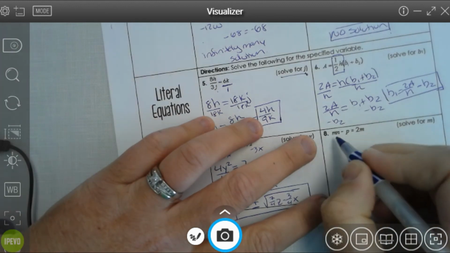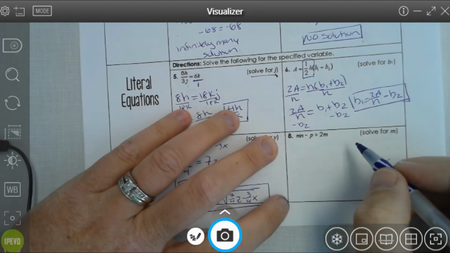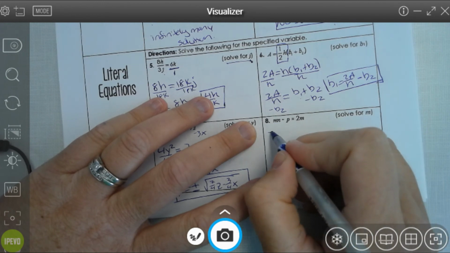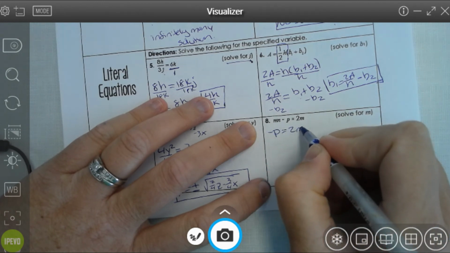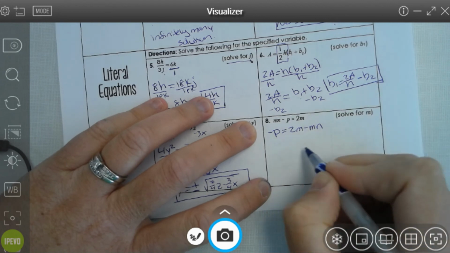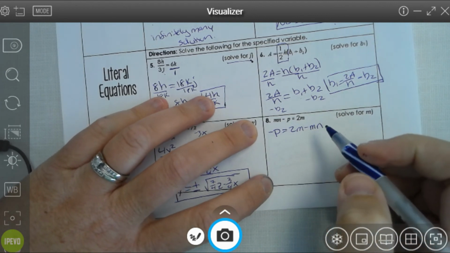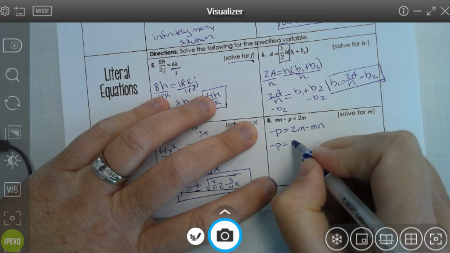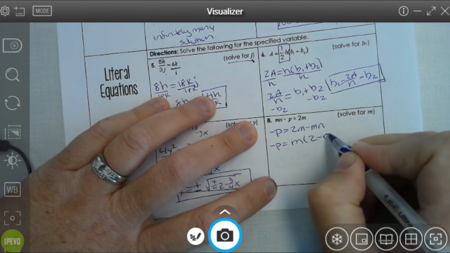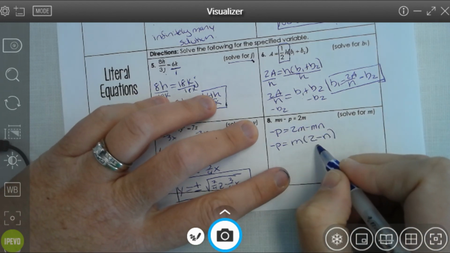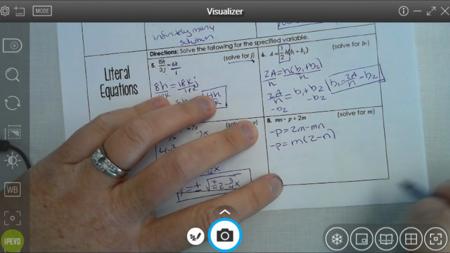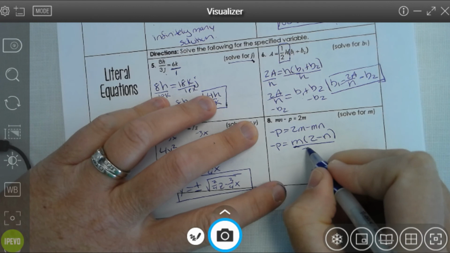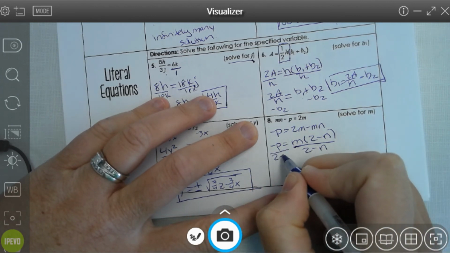All right, so to get m by itself, I have to first get m on the same side of the equal sign or we could never isolate it. So I'm just going to go ahead and subtract that over. So I have negative p equals 2m minus mn. And now since both of these terms have an m in it, I can actually factor it out in front. So factor the m to the front of this. Now it says m times another term, and since it's m times, we can get rid of it. You can't get rid of it when you have a bunch of terms with m until it's isolated. So now divide both sides by 2 minus n.